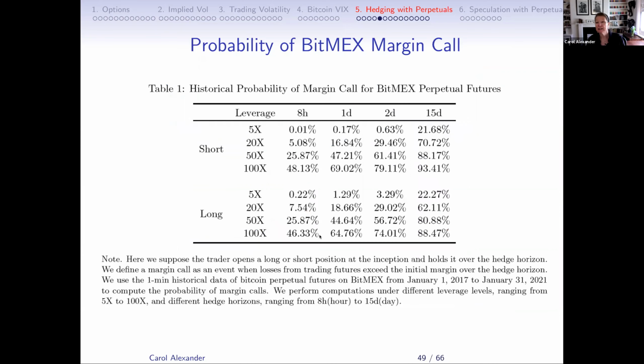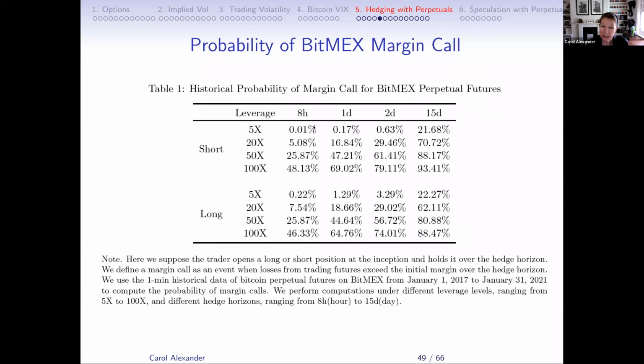And then the probability of having a margin call. Here we suppose the trader opens a long or a short position with a certain amount of leverage. So the more leverage, the more likely you're going to have a margin call. For example, if you've got 100 times leverage, within 15 days, you're 93.41% certain to have had a margin call. And this is using the BitMEX perpetual futures, using just historical probabilities like default rates, from the 1st of January 2017 to the 31st of January this year.